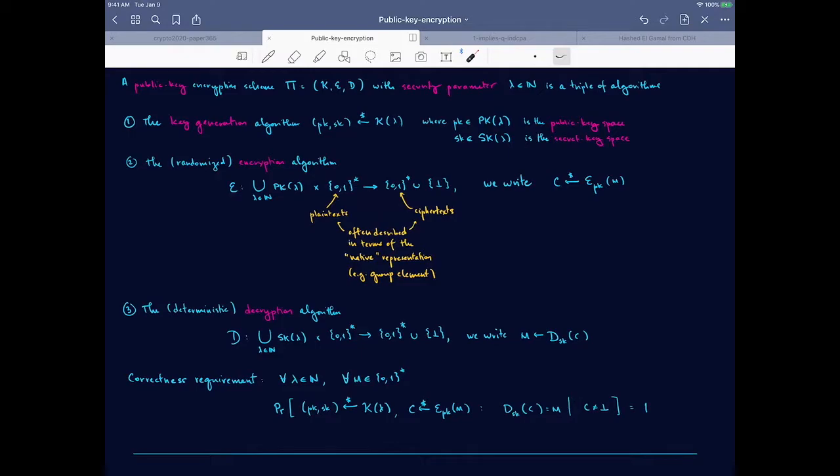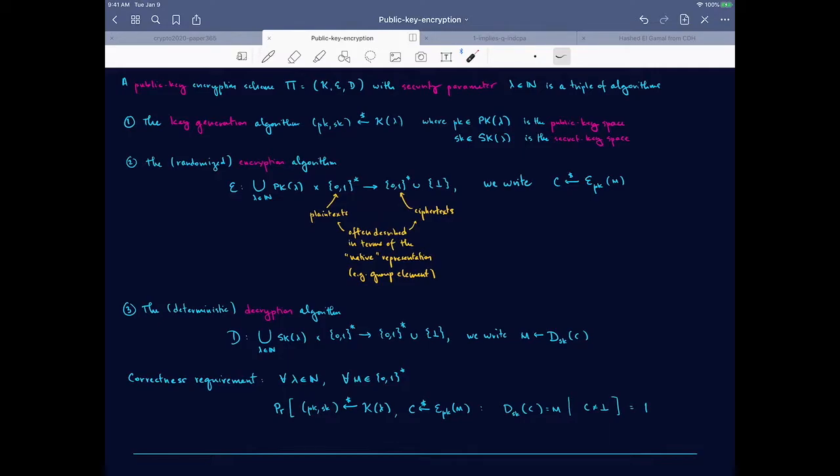So this should already suggest to you, when you think about how this is going to be deployed, if the public key is truly going to be public so that everyone can see it, that means that everyone is potentially going to be able to create valid ciphertexts, but only the holder of the secret key component should be able to decrypt those ciphertexts.